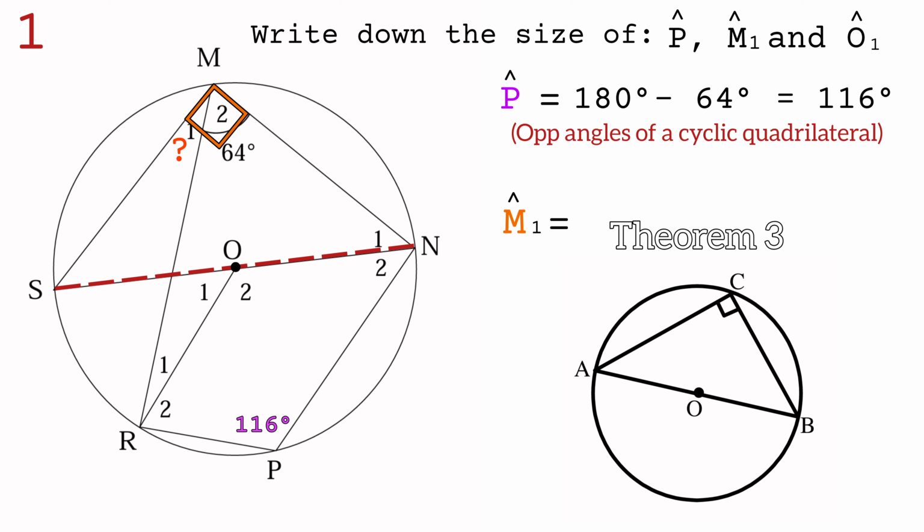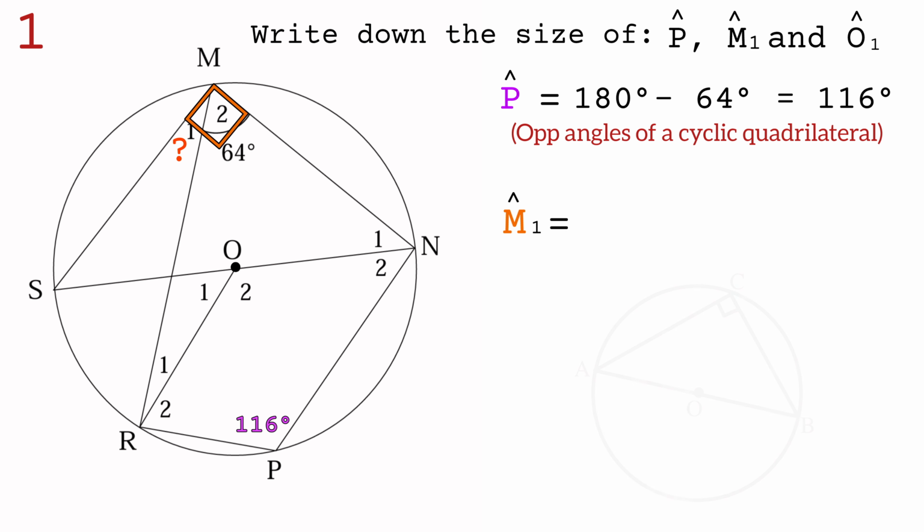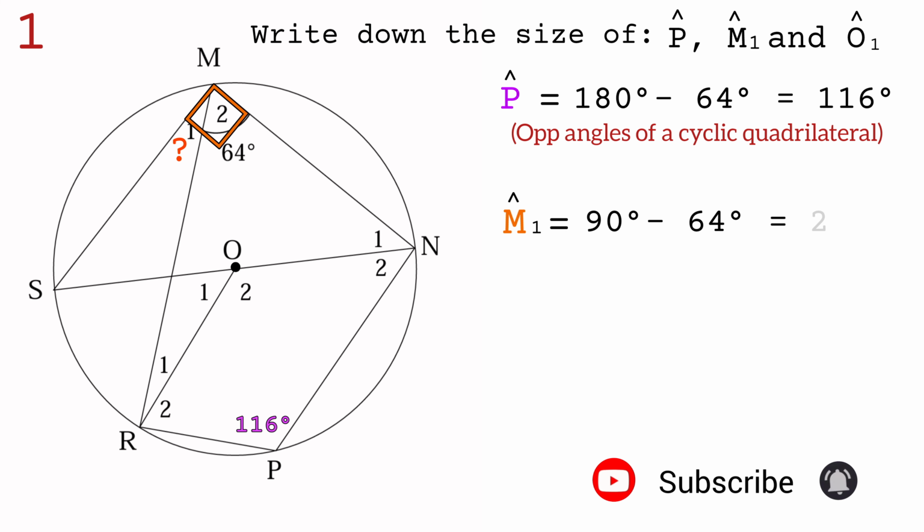To understand this theorem, keep in mind that when two chords are drawn from the two ends of a diameter and meet at one point at the circumference of the circle, they form a 90 degrees angle at the point of contact. So this whole angle, M1 plus M2, is equal to 90 degrees. Therefore, M1 is 90 degrees minus 64 degrees, which will give us 26 degrees.